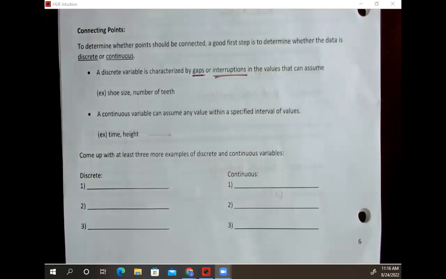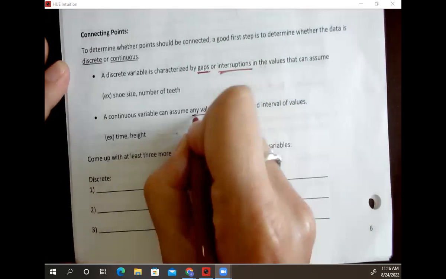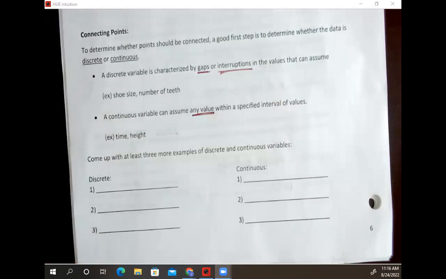One of the options that I think we talked about at the end of class yesterday was t-shirts. I can have 5 t-shirts, I can have 6 t-shirts. Can we have 5 3/4 t-shirts? No, I've got the shirt or I don't. Those are what we call discrete variables. I've got gaps in those values. I can't have any value for a discrete variable. For a continuous variable, I can have any value.